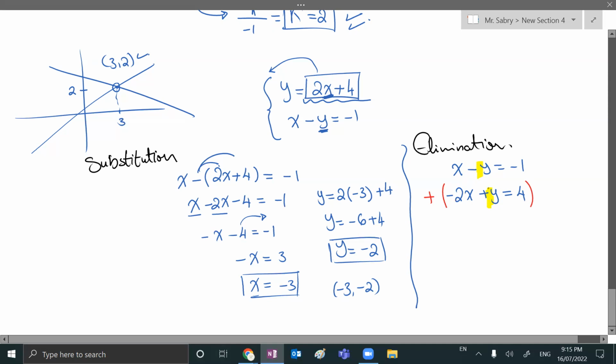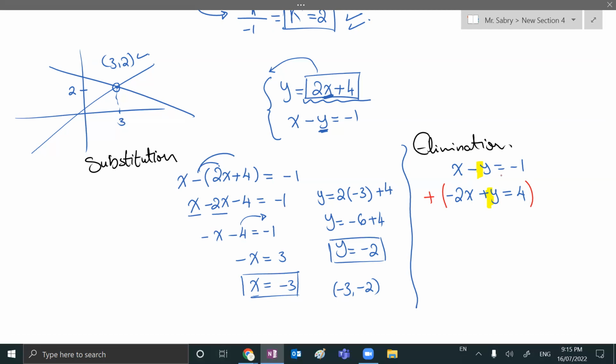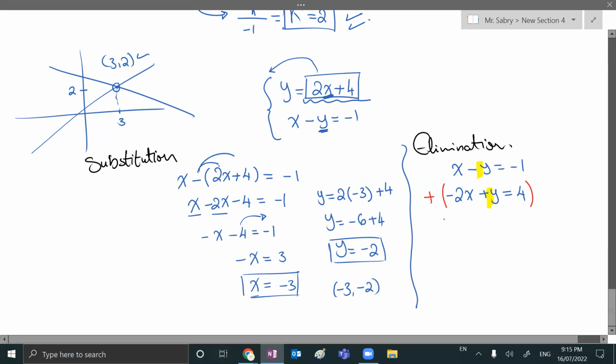So if they were both negative y, I would do minus everything on top minus everything below. If they were both positive y, I would have still subtracted, everything minus everything. But because one of them is positive 1 and the other is negative 1, when do they remove each other? If they're added. So I will add everything up with everything down. 1 plus negative 2 will become negative x. Then minus y and positive y will cancel each other. And then you'll have negative 1 plus 4, which is 3.